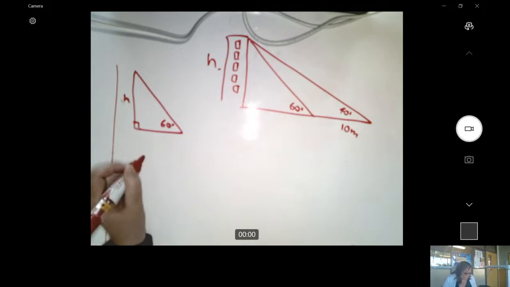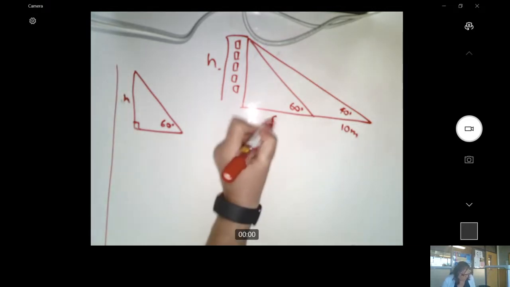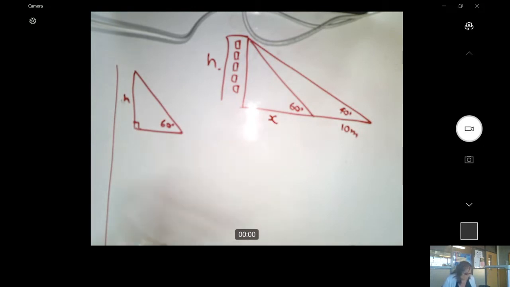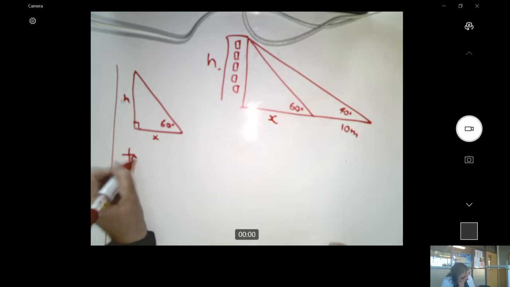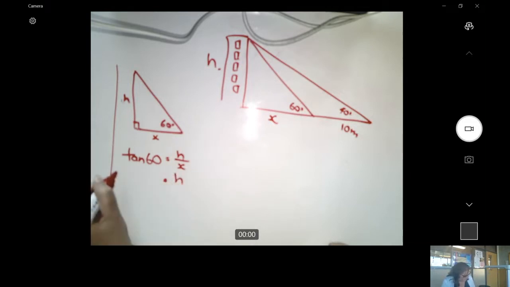So first thing I want to do is get an expression for h. I'm going to put an x here because this is also unknown. To get an expression here, I'm going to go tan 60 equals opposite over adjacent. Therefore, when I get h by itself, it's going to be x tan 60.